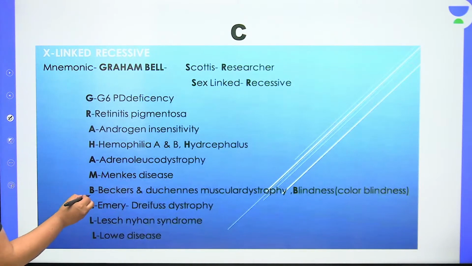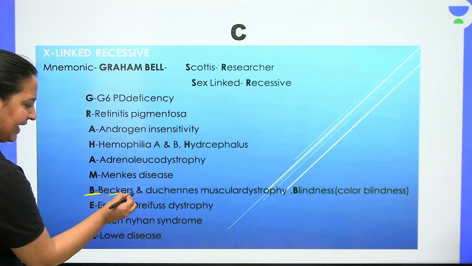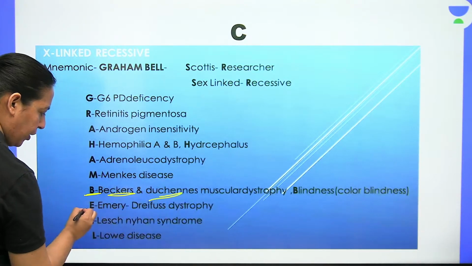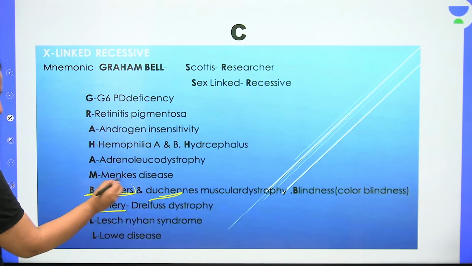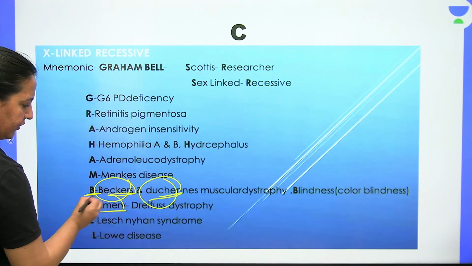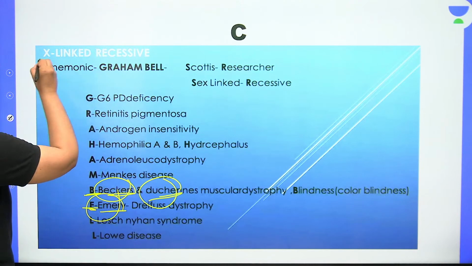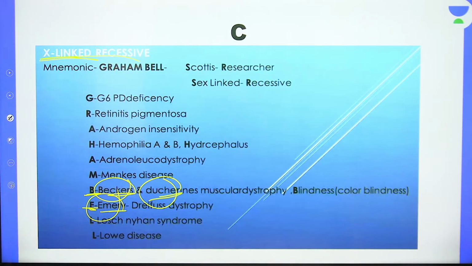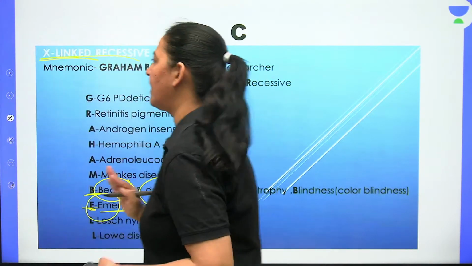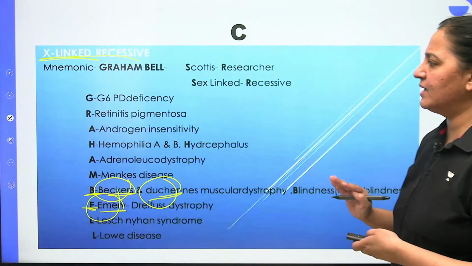So in this mnemonic, can you see this is Baker? The B of Graham Bell is Baker, and Duchenne also came in it, and the E of Bell is Emery. So you can see your remaining three options are from X-linked recessive. Have you got it? So remaining three options are X-linked associated. But this one is not associated.